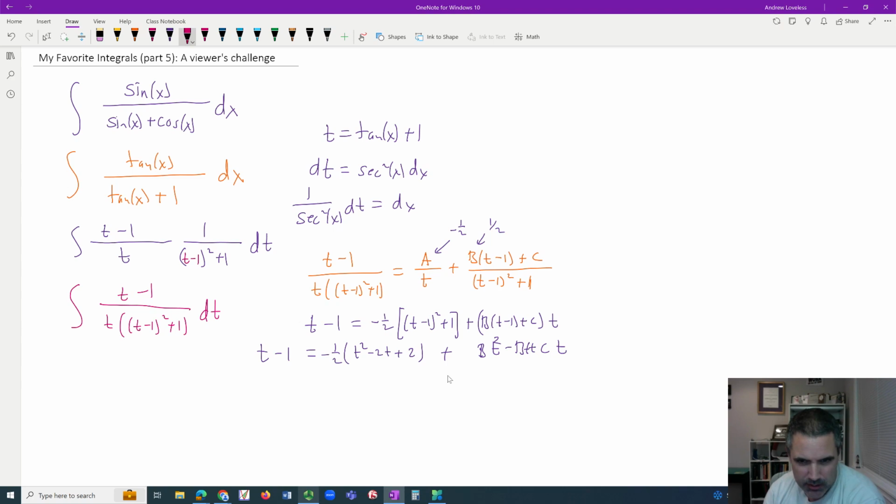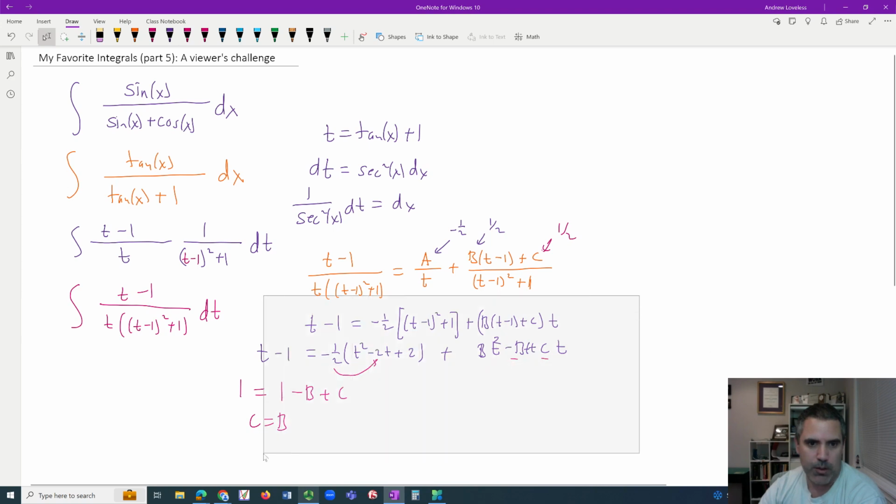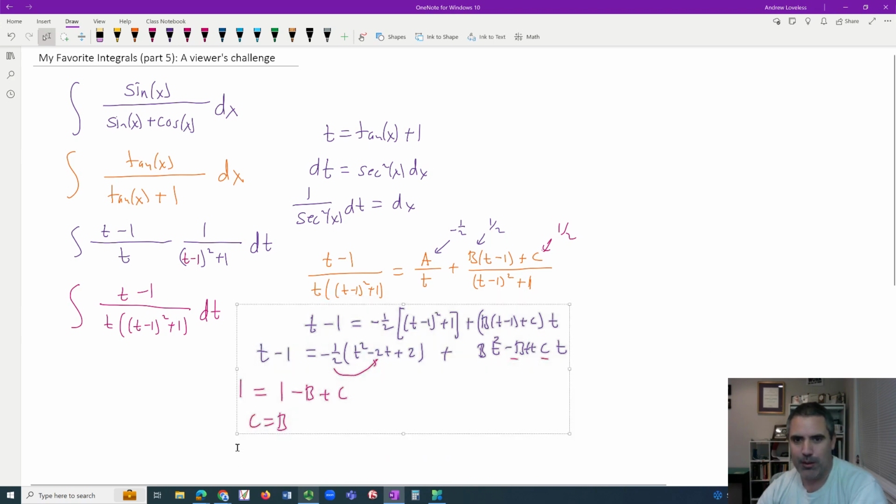Now we need c. Where does c appear? It appears in front of t only. So let's compare the t coefficients. On the left, it's 1. On the right, I have a 1 from this times this, and then I have a minus b plus c. So the 1's cancel, and I get c has to be b. So this is a half. Okay, so let's assume I did that. I should do more checking, but I'm trying to get through.